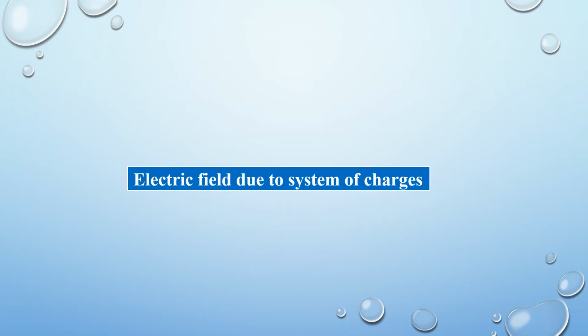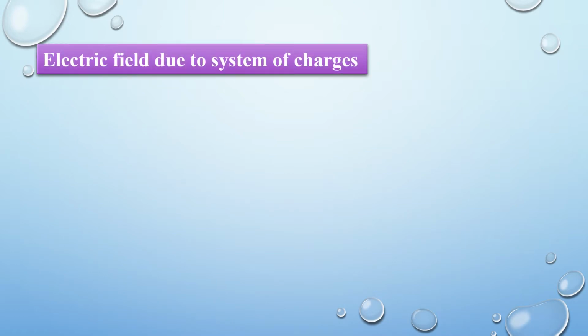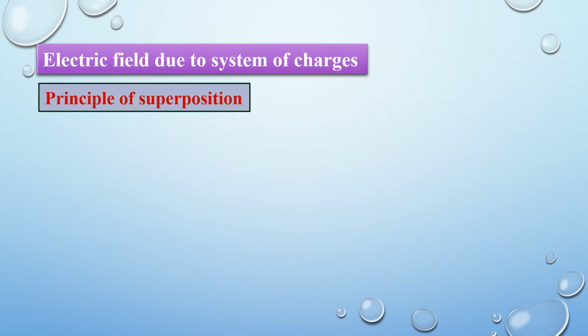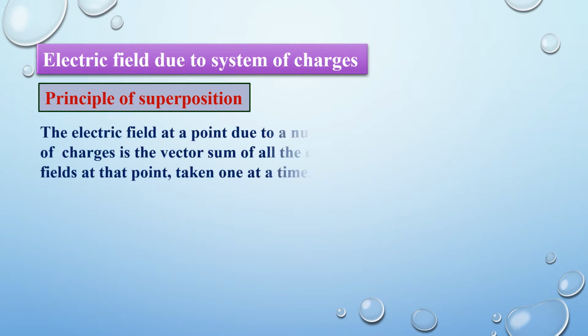Electric field due to system of charges. To find electric field due to system of charges, we are going to use the principle of superposition, which says the electric field at a point due to a number of charges is the vector sum of all the electric fields at that point, taken one at a time, or all put together.